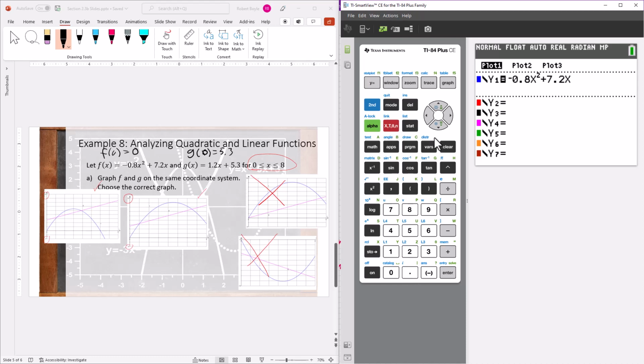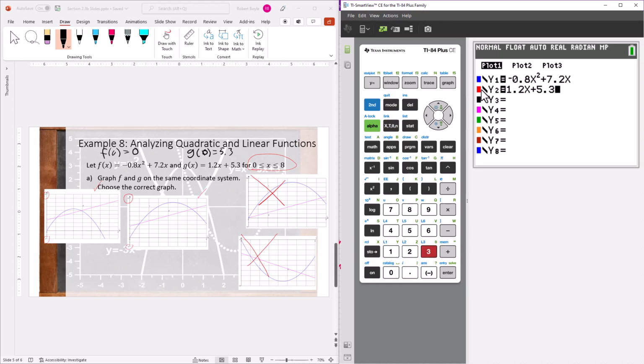All right, the next one is going to be 1.2x plus 5.3. And I'm wondering, can I change colors here? Probably not. And hit enter.